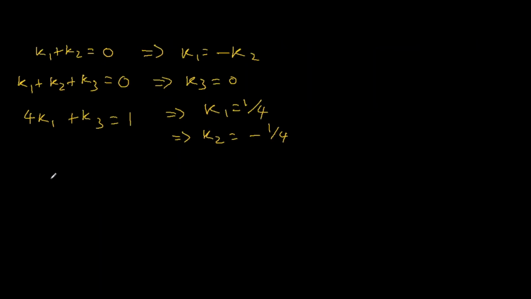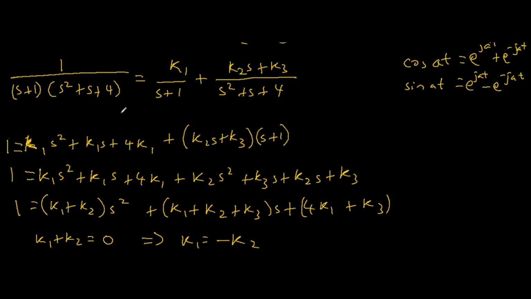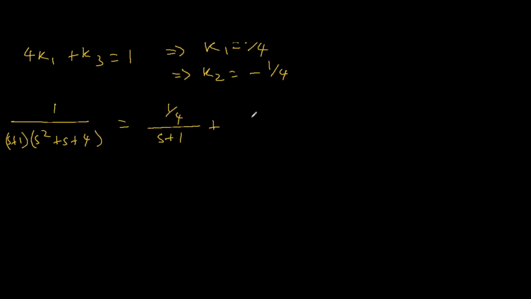So we have that our function 1 over s plus 1 into s squared plus s plus, is it 4? Is equal to 1 over 4 over s plus 1 plus, I need to go back and check to make sure I'm not doing anything wrong. Yeah, s squared plus s plus 4, that's correct. k over s plus 1, then k2s plus k3 over that. Okay, so let's come back here. We have k2s, so that's minus 1 over 4s plus k3. k3 is 0. Let me just write that there. Plus 0 over s squared plus s plus 4.